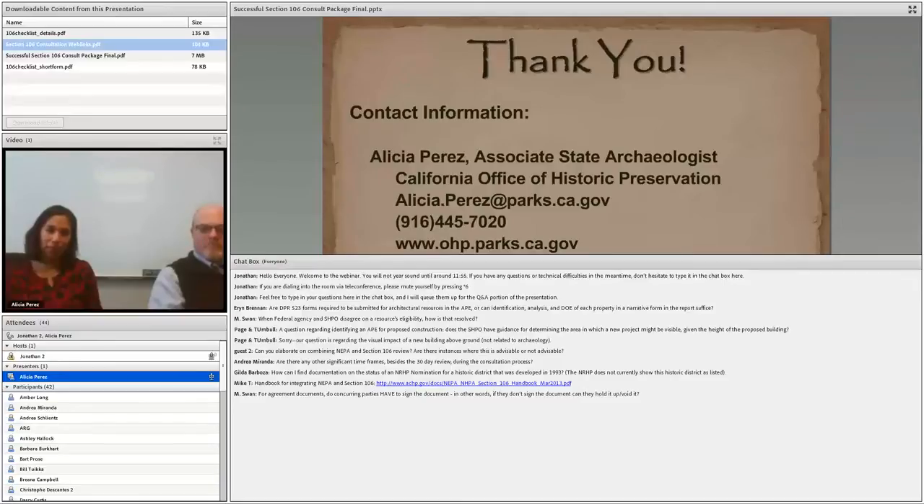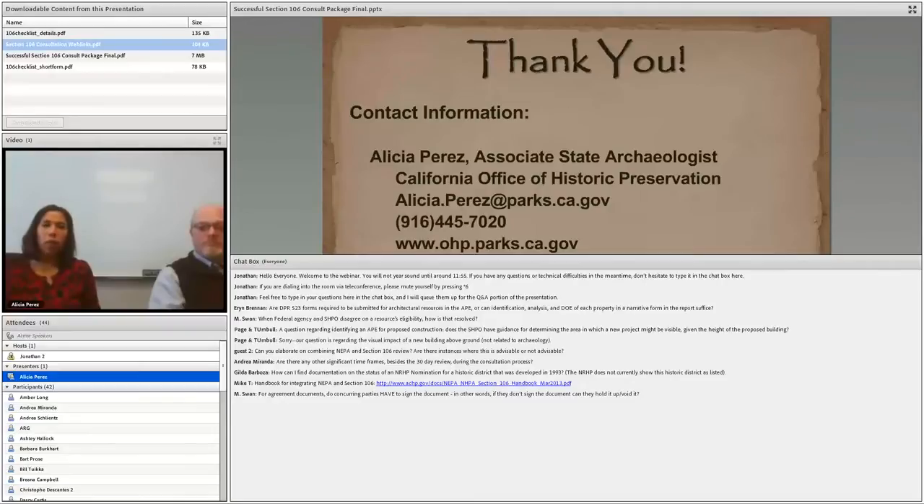And then there's a question for agreement documents. Do concurring parties have to sign the document? In other words, if they don't sign the document, can they hold it up or void it? No. Concurring parties don't have to sign the document.